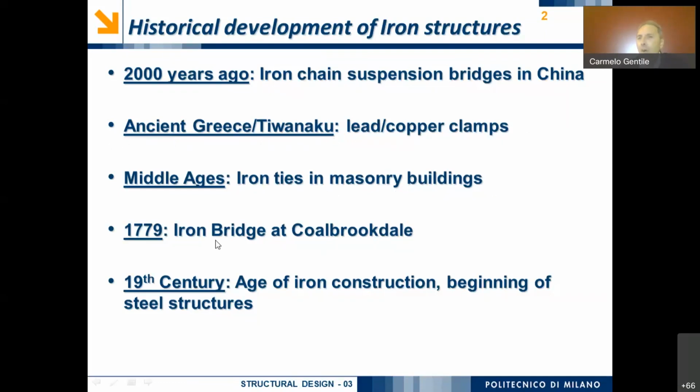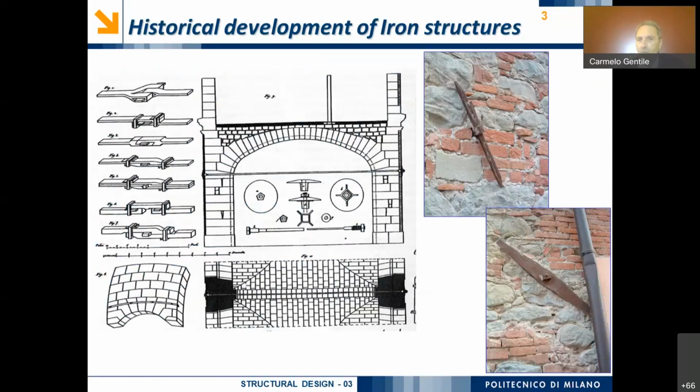The beginning of the iron construction dates back to 1779 with the iron bridge at Coalbrookdale, and I will show you the bridge. But of course, the golden age of iron construction is the 19th century, and the 19th century also marks the beginning of steel structures.